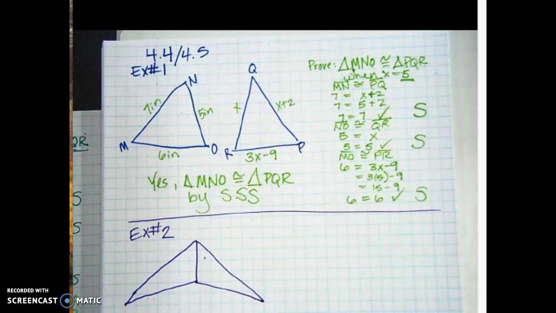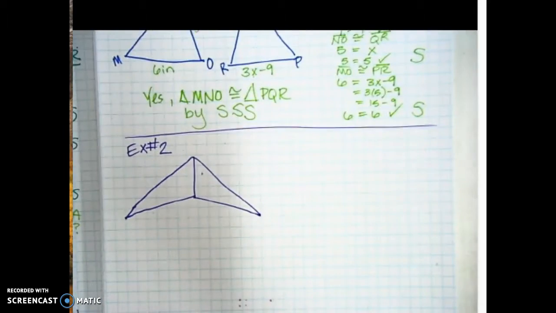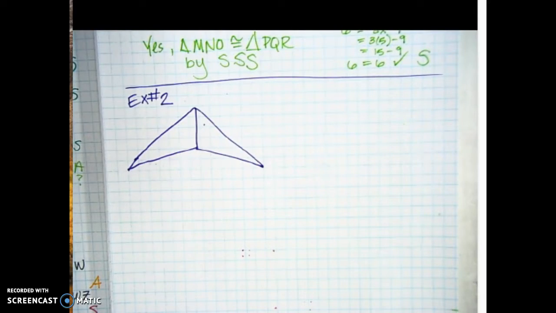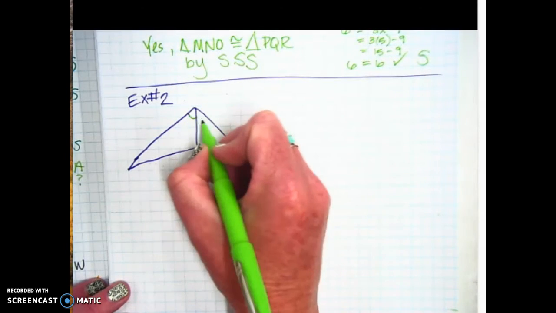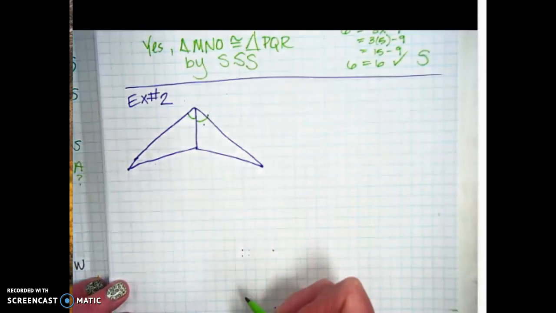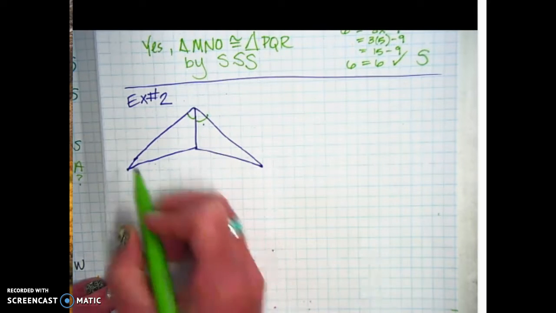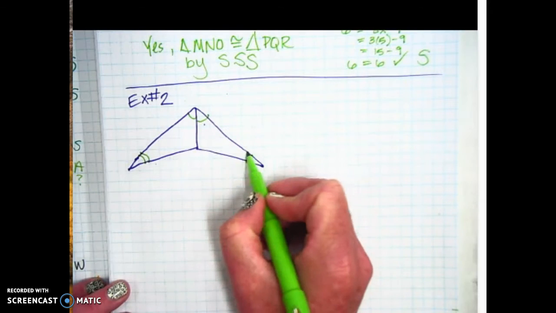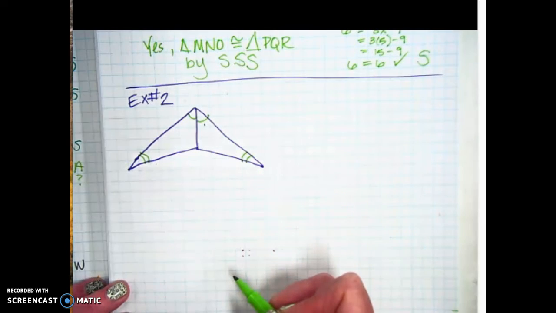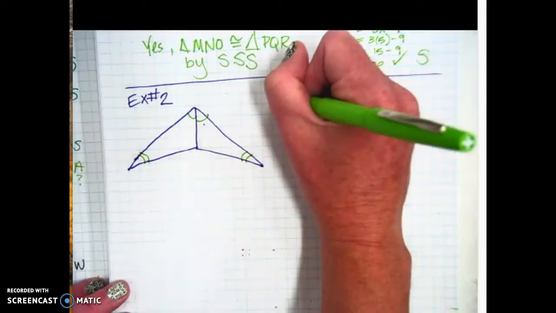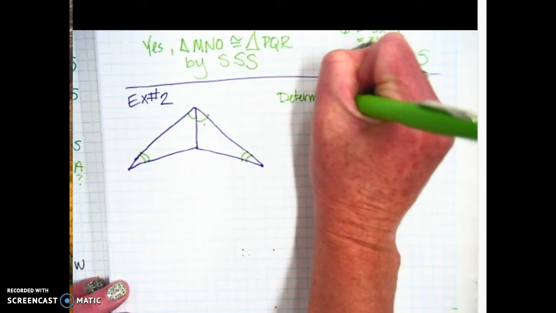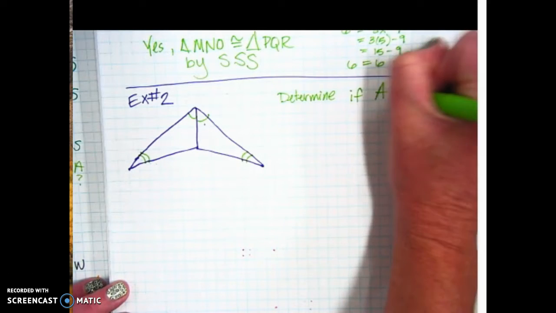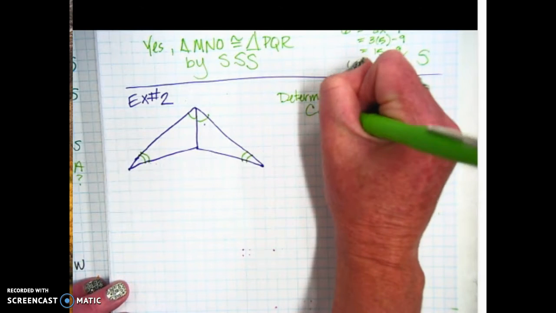All right. So example number 2, you're going to draw the 2 triangles like this, and we saw something sort of like this yesterday. We're going to put some marks of things that I'm going to tell you are congruent. So this angle and this angle are congruent, so we're going to put single arcs. And then this angle and this angle over here are congruent, so we're going to put our doubles. The question is, can we determine if angle side angle can be used?